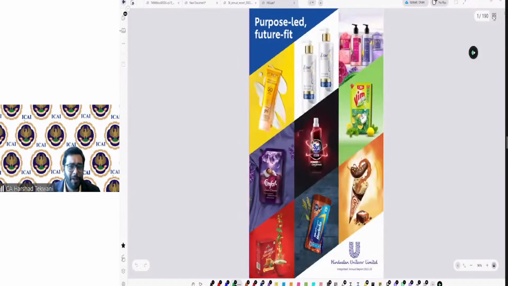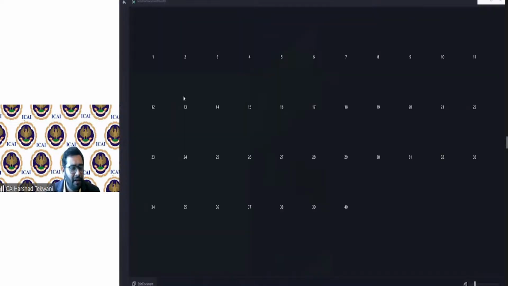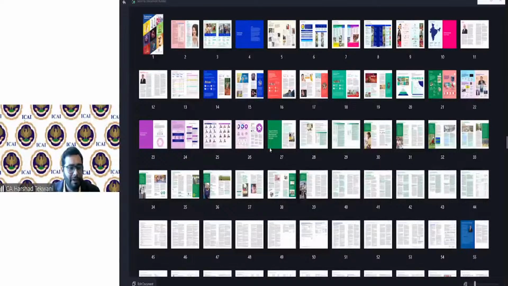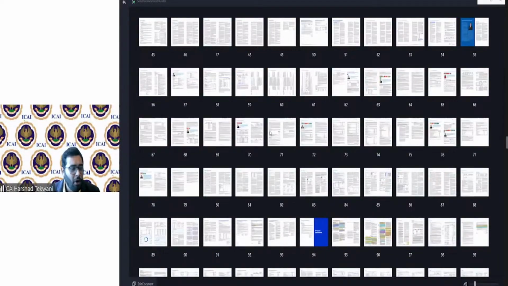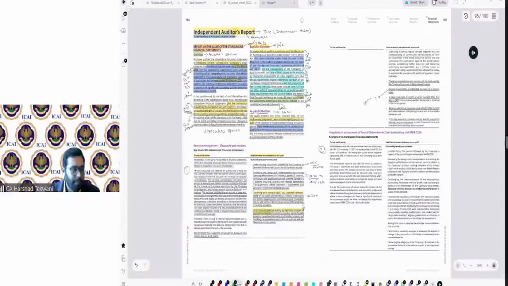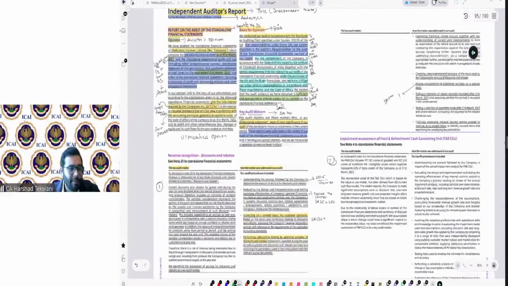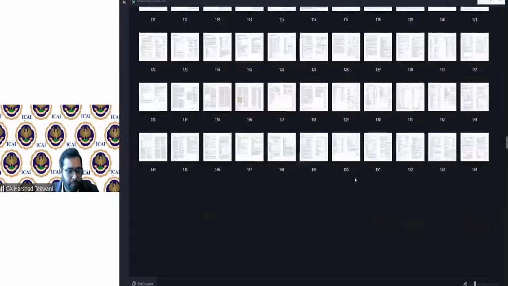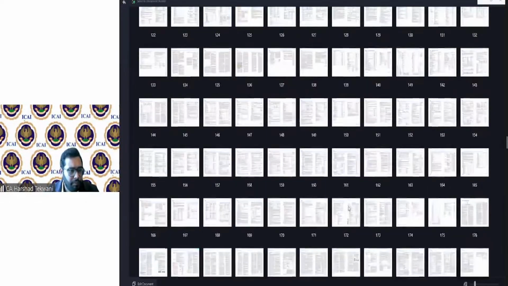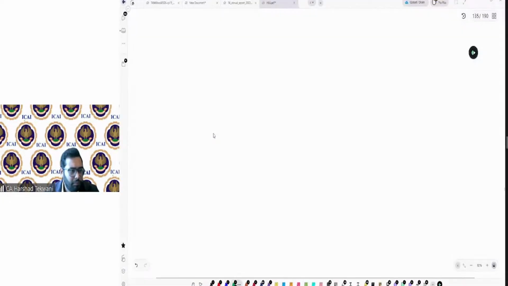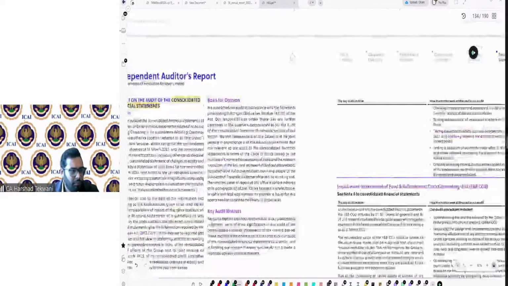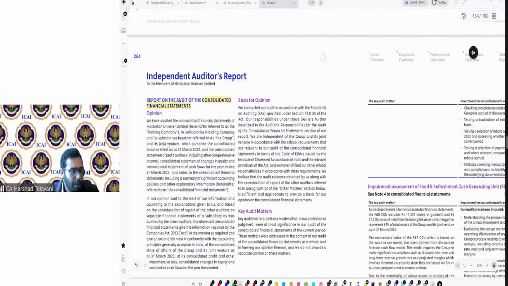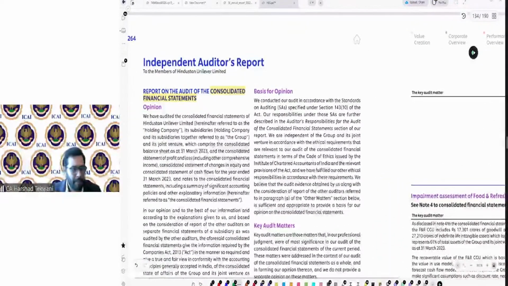To understand this particular example, we will go through the annual report and compare the opinion on the standalone versus the opinion on the consolidated. Now see, this is the opinion on the standalone financial statement. Let's go to the opinion on the consolidated financial statement first. This is the opinion on the consolidated financial statement.